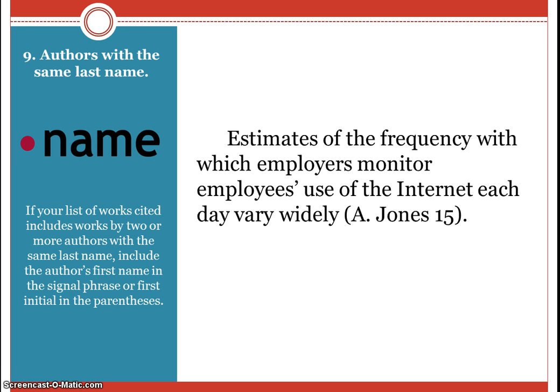Number 9, authors with the same last name. If your list of works cited includes works by 2 or more authors with the same last name, include the author's first name in the signal phrase or first initial in the parentheses. See the example to the right.